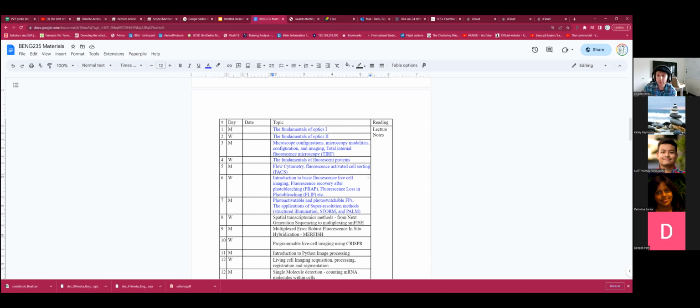Yeah, and this will include some of the basic fluorescence up until some of the a little bit more modern, both in terms of live imaging modalities, as well as spatial modalities. So up to here, pretty standard.